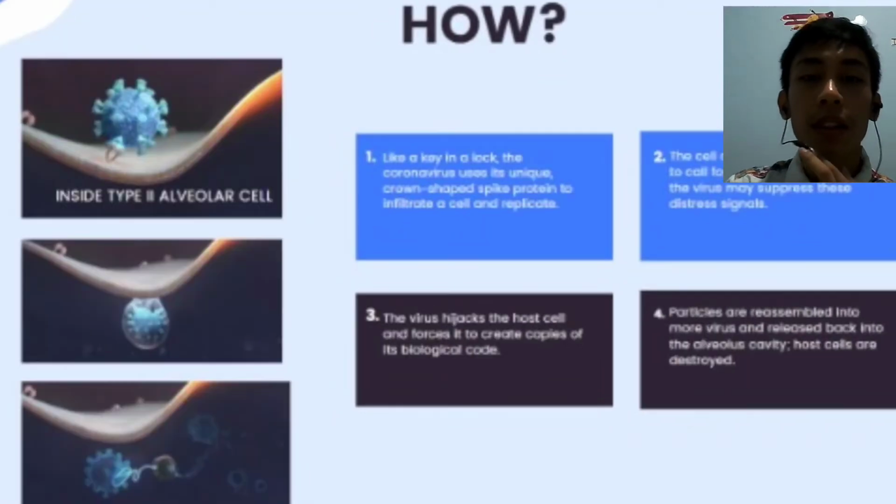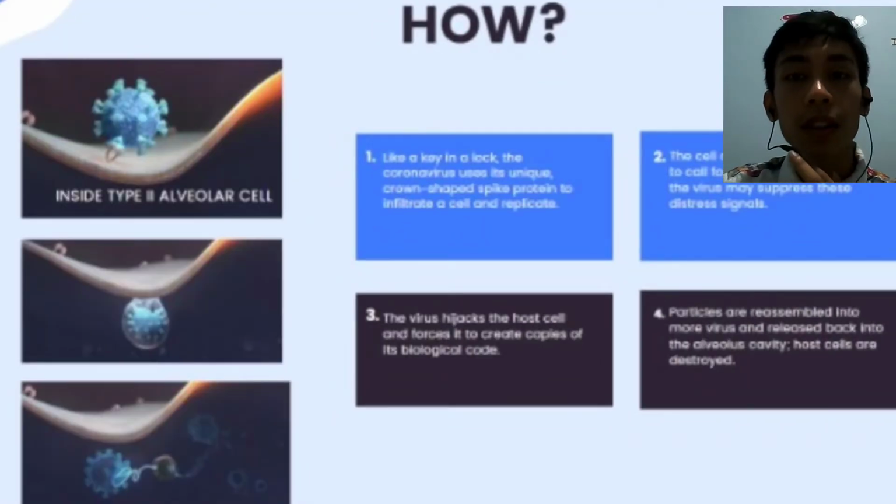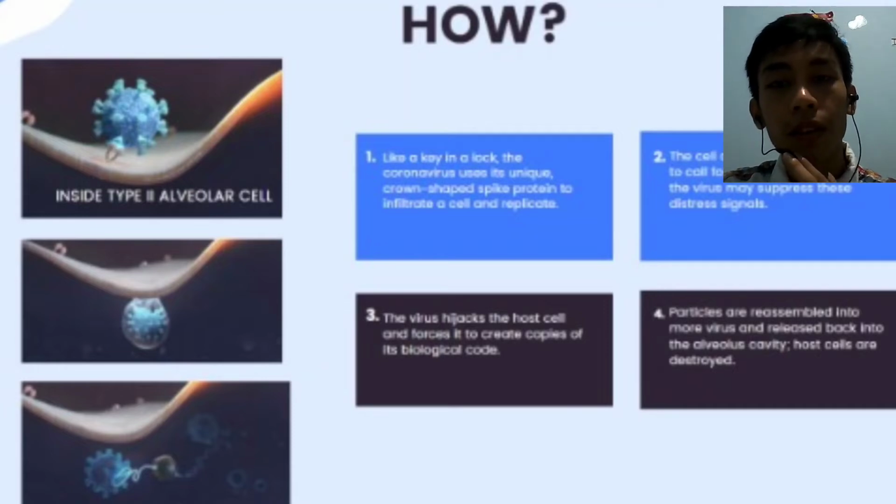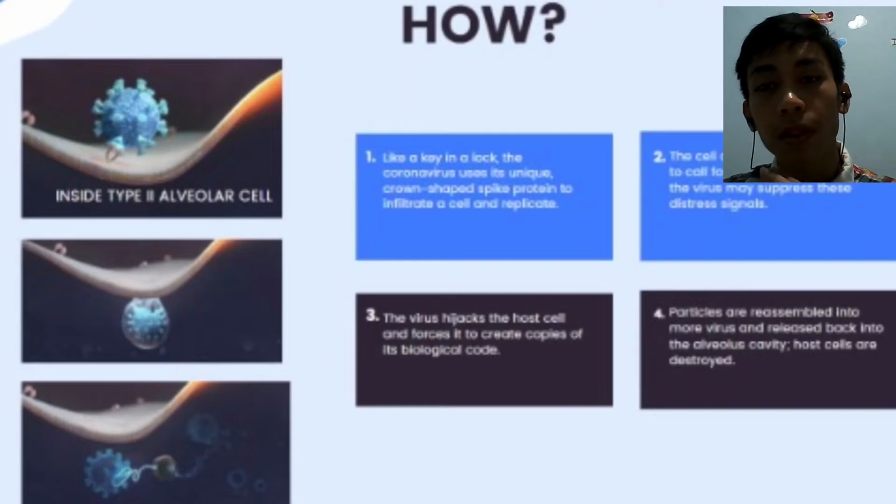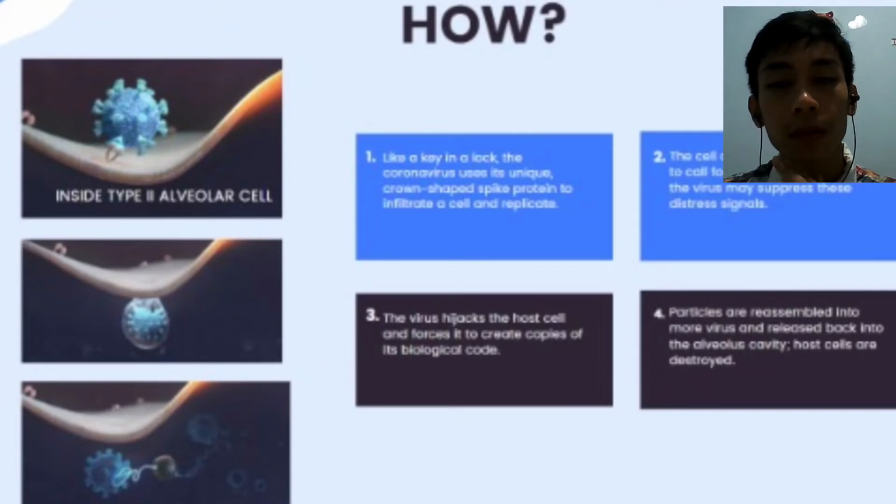And the next one is the inside of the type 2 alveolar cell, like a key in a lock, because the coronavirus has the spike protein, right? So like a key and lock, the coronavirus uses the unique crown-shaped spike protein to invade the cell and replicate. The cell alerts the immune system to call for help, but experts believe that the virus may suppress that distress signal. The virus hijacks the host cell and forces it to create copies of the biological code. Particles are assembled into more virus and released back into the alveolus cavity, and the host cells are destroyed.